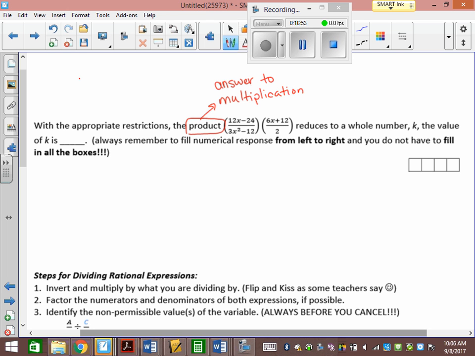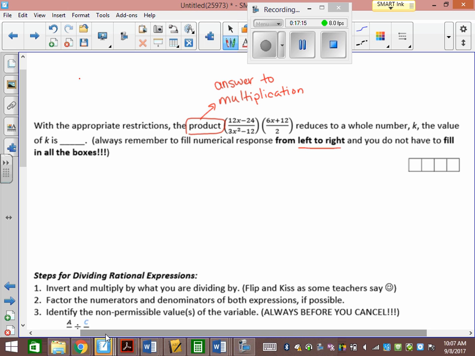So everything needs to cancel. All the letters need to cancel off. It's going to result in the whole number k. They're going to label that whole number to be k. Then they want the value of k in the box. Okay? You always fill in left to right, like you read. So you fill in left to right. If you only have one number, you fill in the first box and you're done. They do not all need to be filled in.